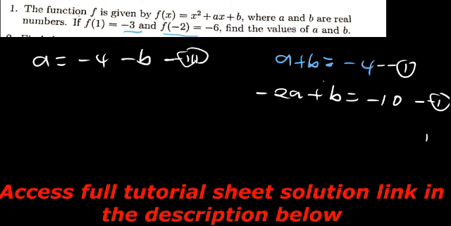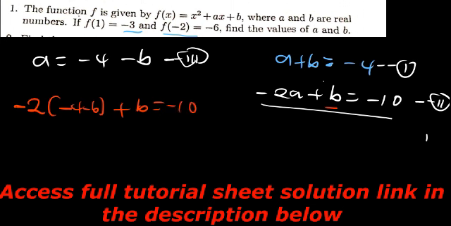In the second equation, where there is a, we put negative 4 minus b. So I'll come here and say negative 2, where there is a, we put negative 4 minus b, then plus b should be equal to negative 10. Okay, so then I can now expand. Negative 2 times negative 4 is positive 8, plus 2b, then plus b is equal to negative 10, sorry.